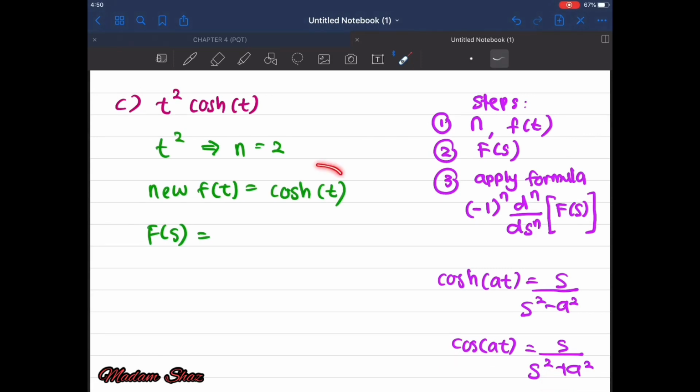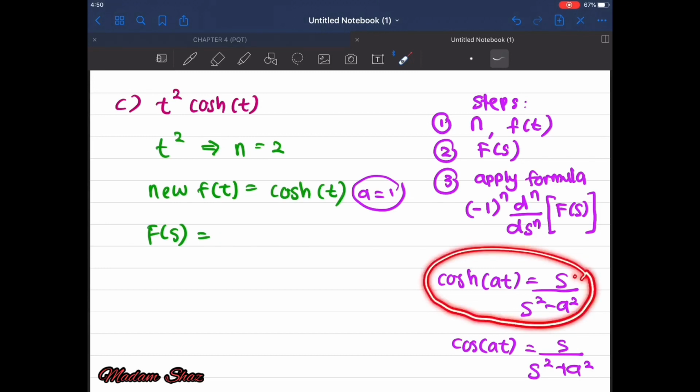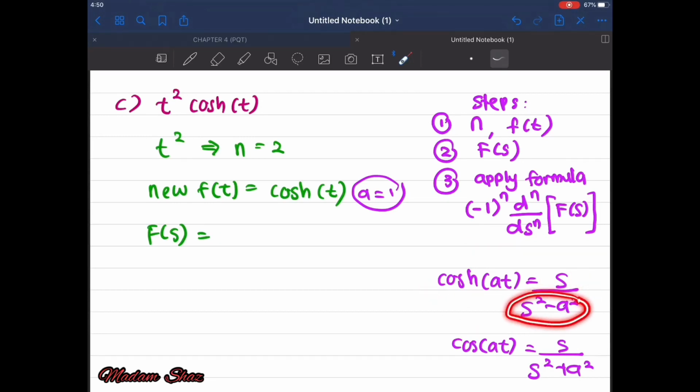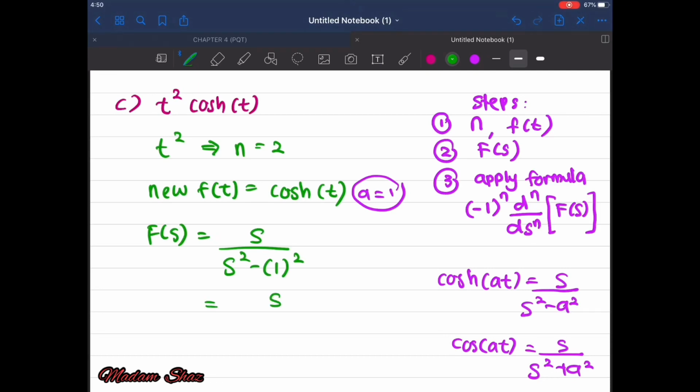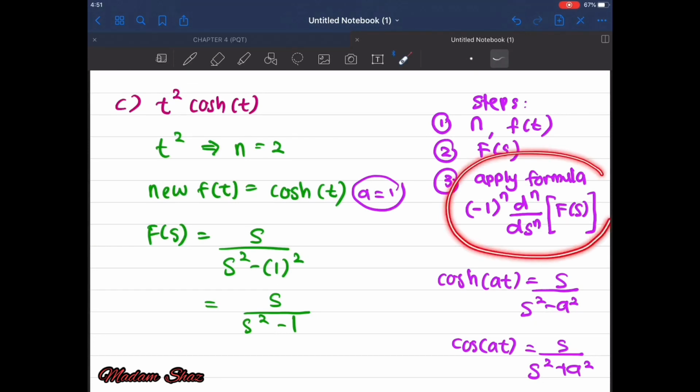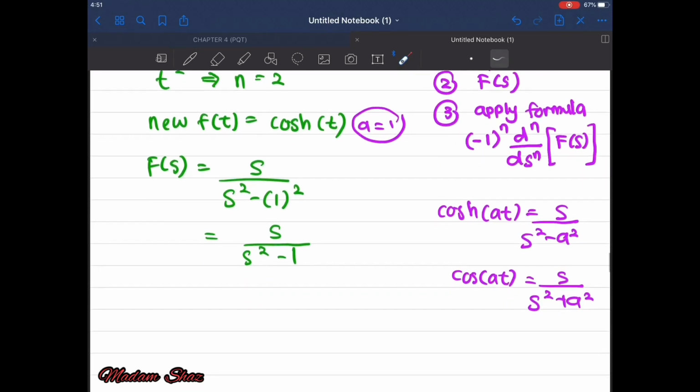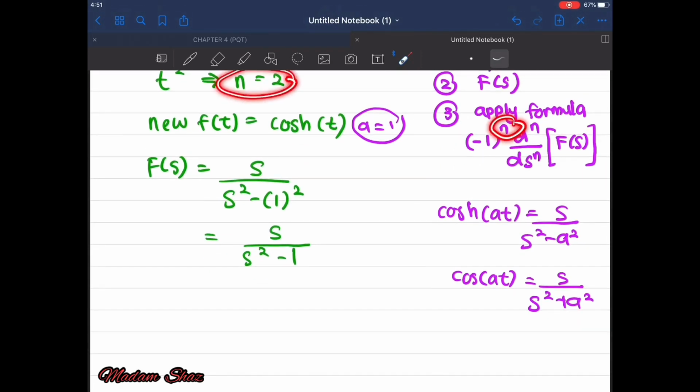Now from cos ht, our a is equal to 1. So substitute to the formula for the hyperbolic cos here, s over s square minus a square. So fs will become s over s square minus 1 square. Simplify, s over s square minus 1. So this is the answer for the fs. For the last step, apply the formula for the multiplying by tn. Substitute our n equal to 2 and our fs equal to s over s square minus 1.